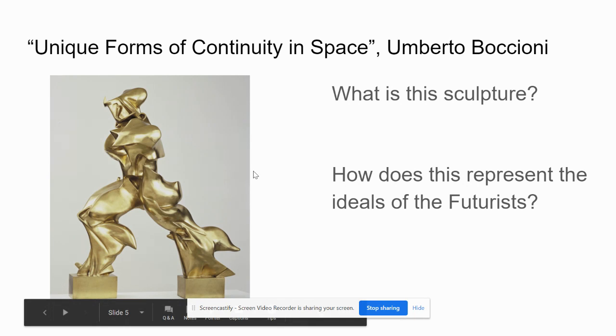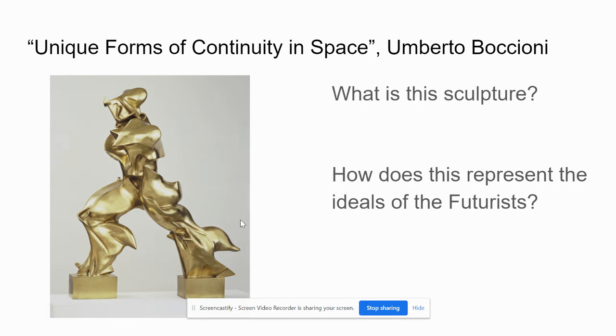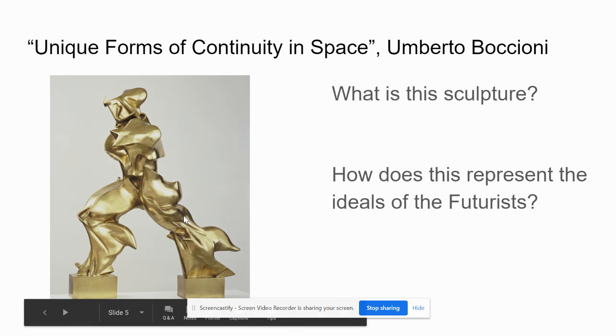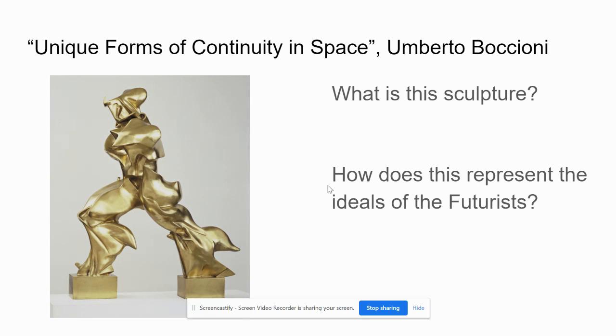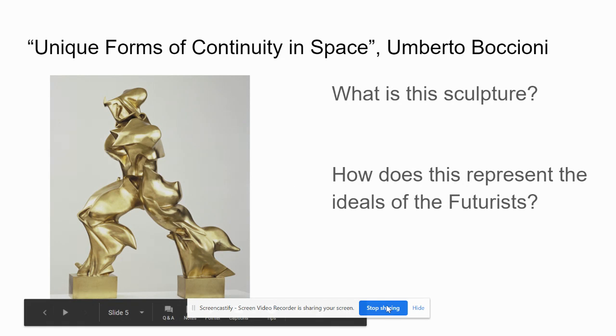So this is an example of futurism sculpture, which is different than if you were drawing or painting, but it still reflects the same ideas. So we're going to go ahead and do a futurist project, and you're going to see what that is in the next video.